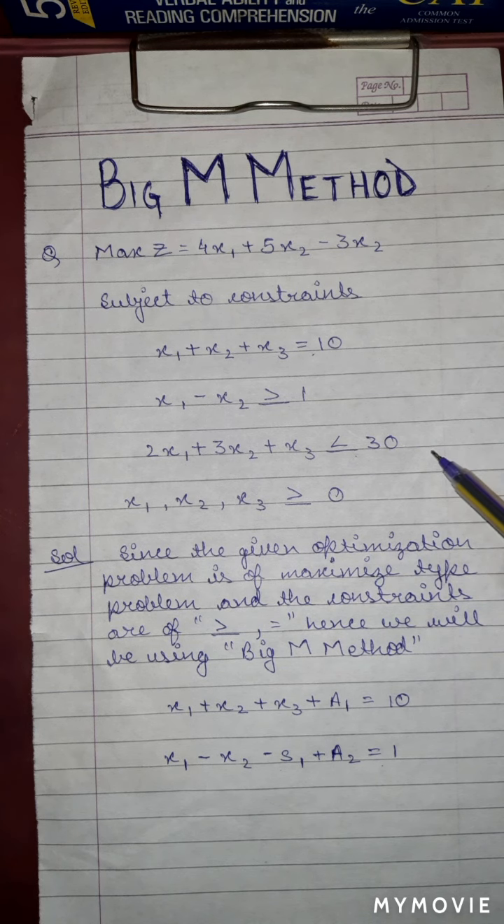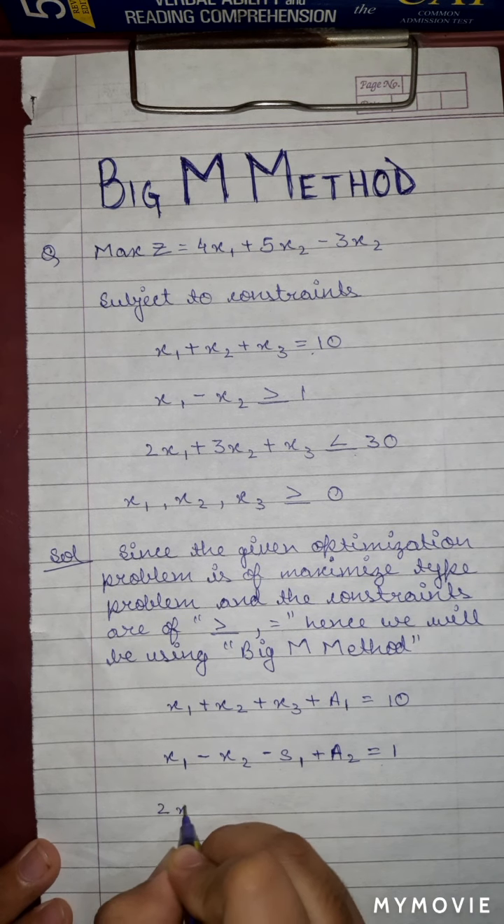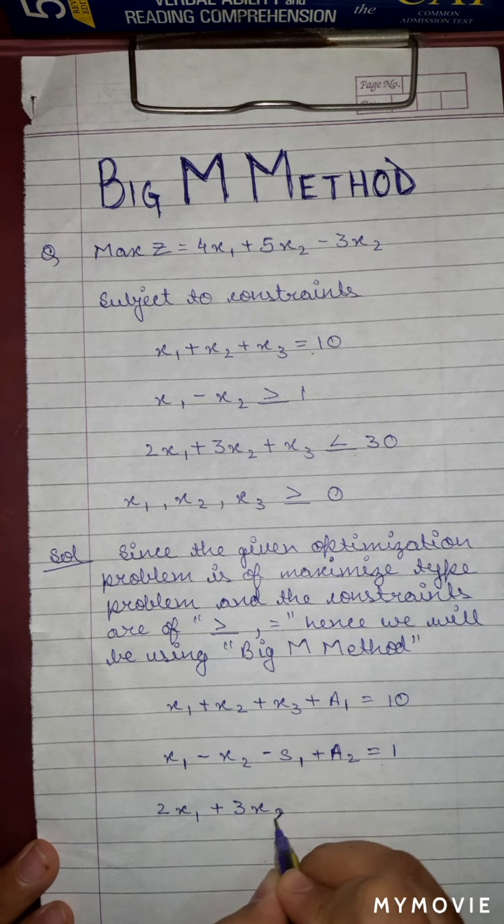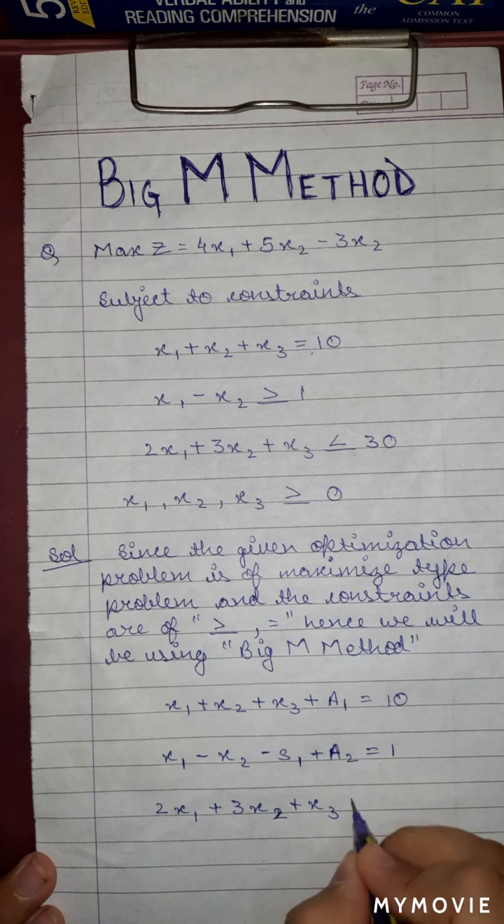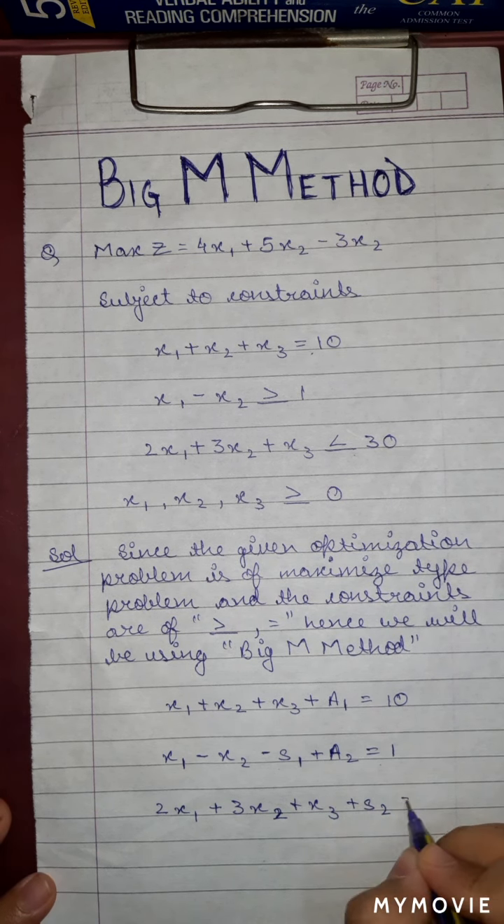Now the third equation is of less than equal to type, means our LHS is less than RHS side, so we will be adding a slack variable in it. So the equation will be 2x1 plus 3x2 plus x3 plus s2. s2 is our slack variable, then the equation is equal to 30.